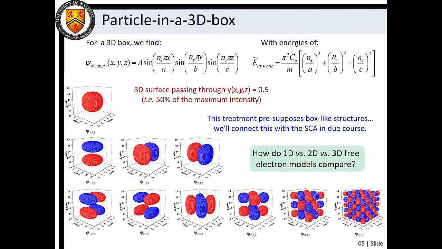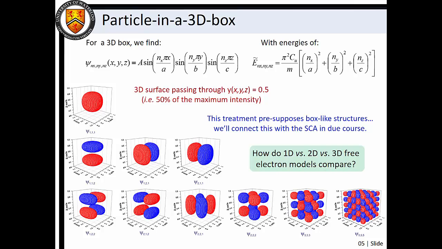Unsurprisingly, we arrive at a similar product of sine functions and sum of energies description for particles in a cuboidal 3D box. It is important to note at this point that most clusters for which we might use free electron theory don't actually adopt cuboidal geometries. We'll connect free electron theory with the spherical cluster approximation in due course.